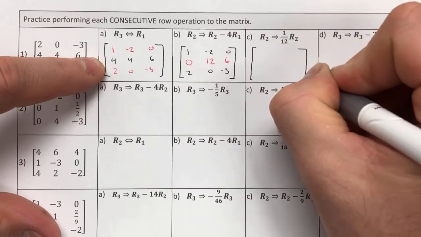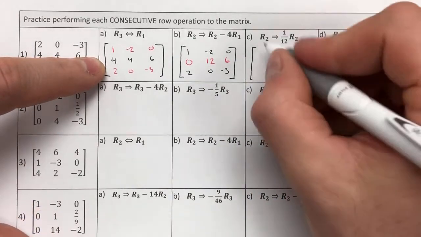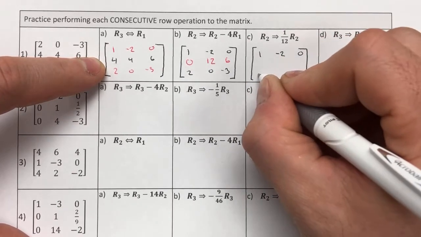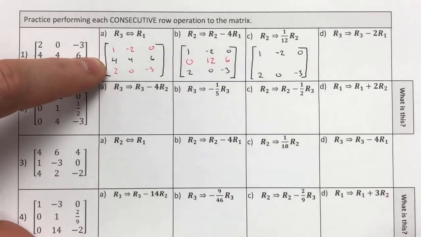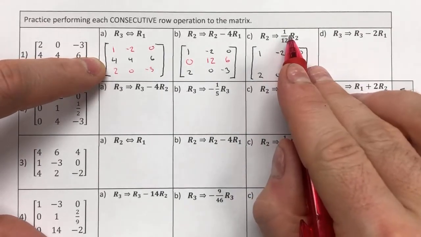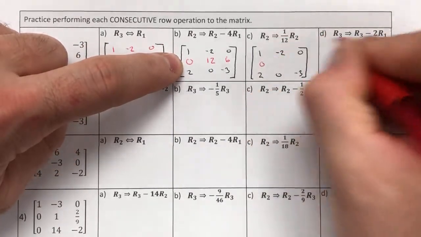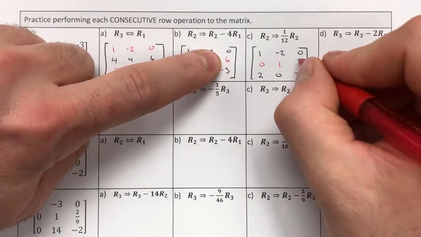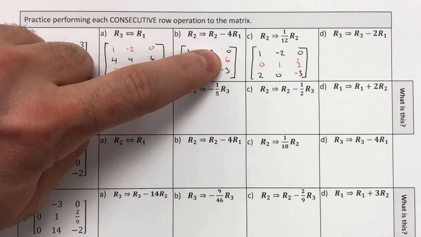And so the next thing I'm going to do, again, I'm only modifying row 2 here. So I'm going to keep row 1. I'm going to keep row 3. And I'm only going to modify row 2. And I'm going to take row 2 and I'm going to make it 1/12 of itself. So a 12th of 0 is 0. A 12th of 12 is 1. And a 12th of 6 is 1/2. Awesome.